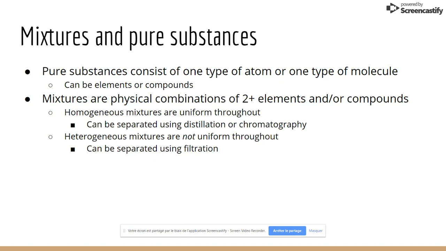And we can separate these into two categories. The first being homogeneous mixtures. These are things that are uniform throughout. These can be separated using distillation or chromatography. We'll talk more about what those are during class. And then heterogeneous mixtures. These are not uniform throughout. These are separated using filtration. Another way to think about it is with a homogeneous mixture, if you were to take it under a microscope, you likely wouldn't see the different components, whereas with a heterogeneous one, you would.